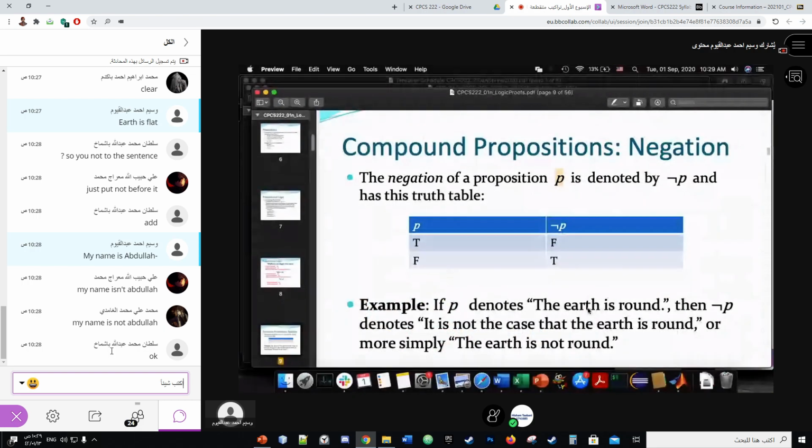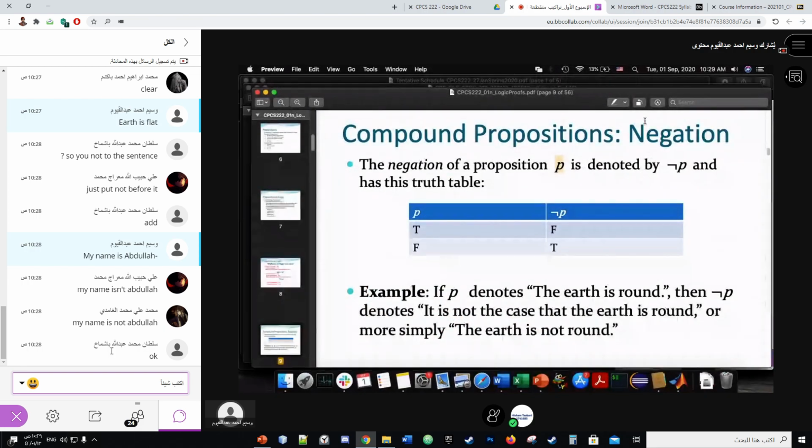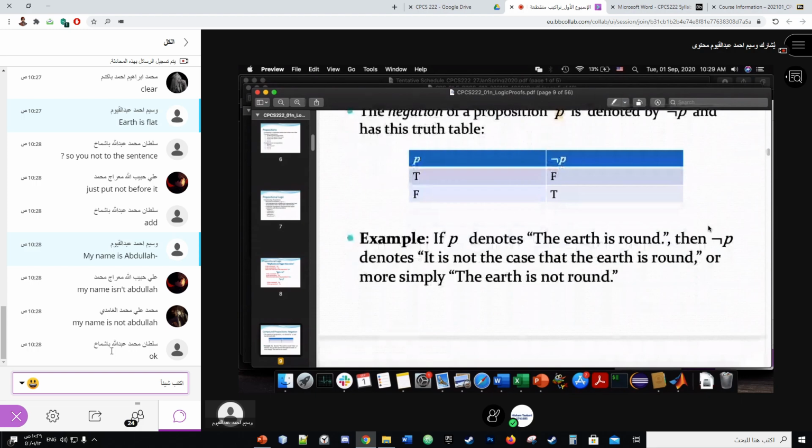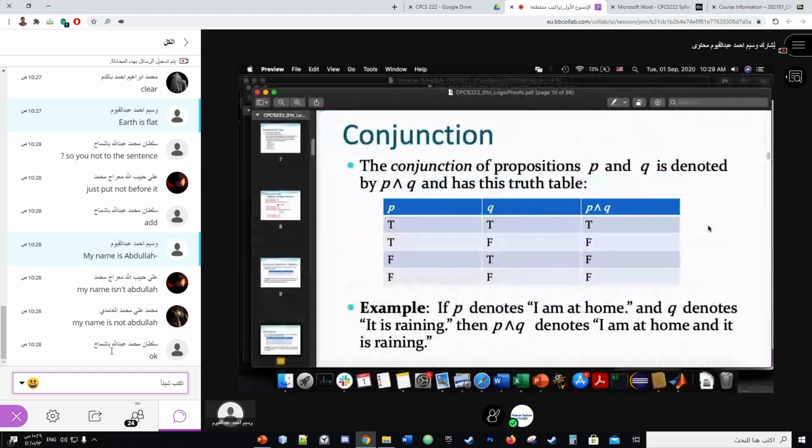Okay. So this is the first symbol, negation. It is not a minus, it's a dash with a small dent. Okay, the next symbol is conjunction. It is called the and symbol. For example, if P denotes I am at home and Q is the proposition it is raining, we say P and Q means I am at home and it is raining.